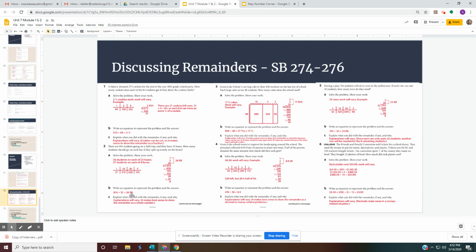Number 3 says Green Lake School is serving a cake to their 840 students on the last day of school. Each large cake serves 48 students.